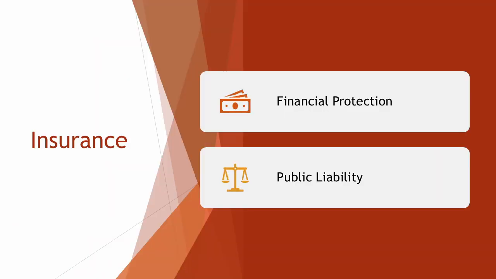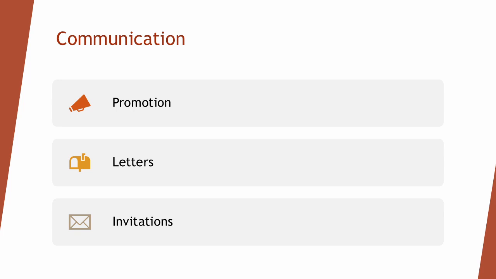Insurance must be considered, as it provides financial protection if something goes wrong. Public liability is protection against claims made by members of the public and must be considered, as it covers injuries or damage that occur during the event. The method of communication must be considered, as it affects how information is shared and how well stakeholders remain informed.